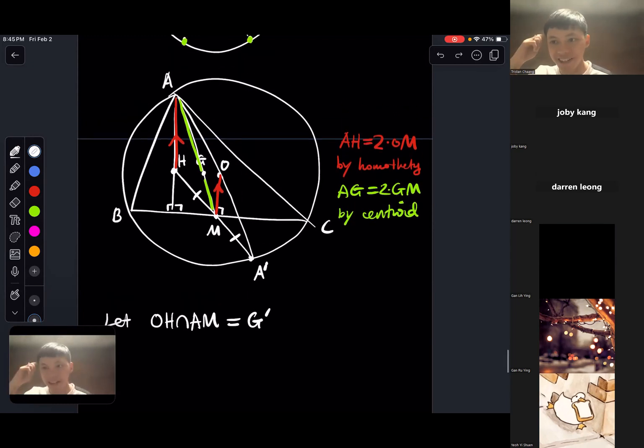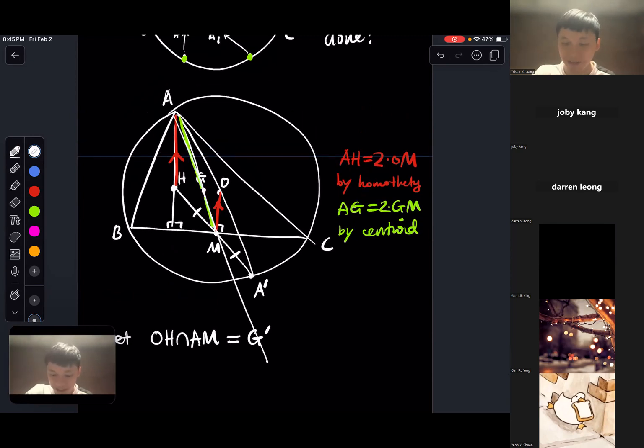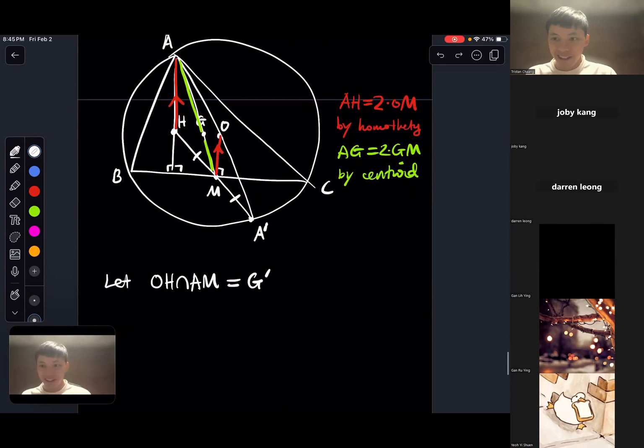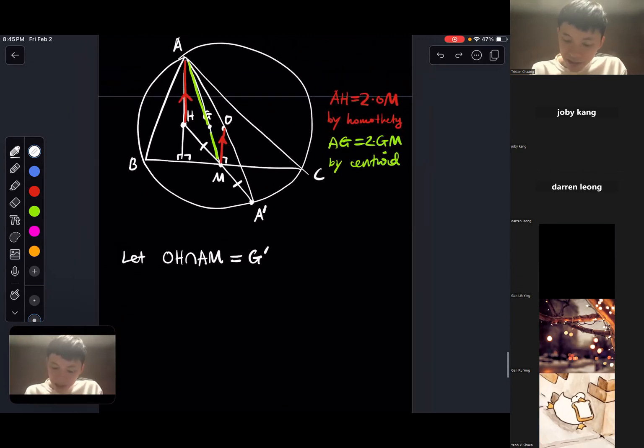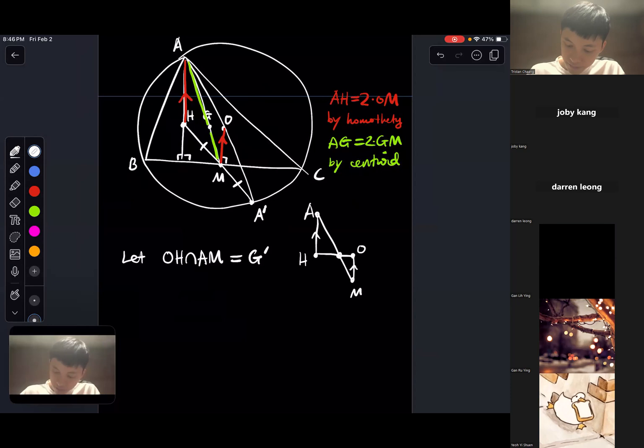I mean, in this configuration, there's another point that satisfies it, which is outside of this line, but that's another point. So once we have that, let's focus on AH and then OM. These two are parallel. Let's connect these two at G prime.